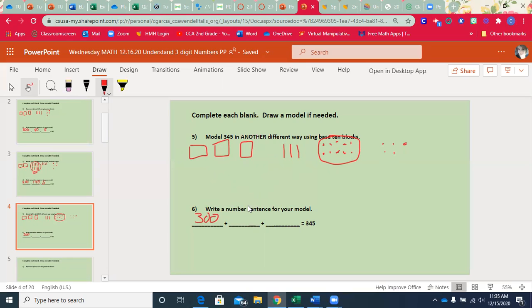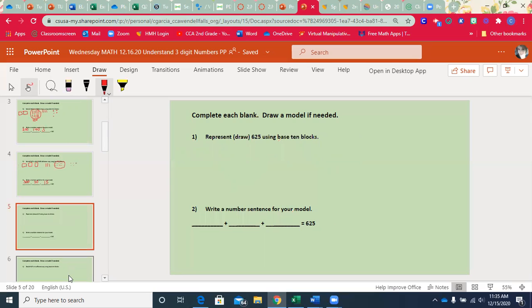I go to my 10s. I have 3 of them, so that's 30. And then I go to my ones. Here's 10 here, plus 5 more. That's 15. And all 3 of those numbers added together will still equal 345. So I've just shown you 3 different ways to model the number 345 and 3 different number sentences to match each model.